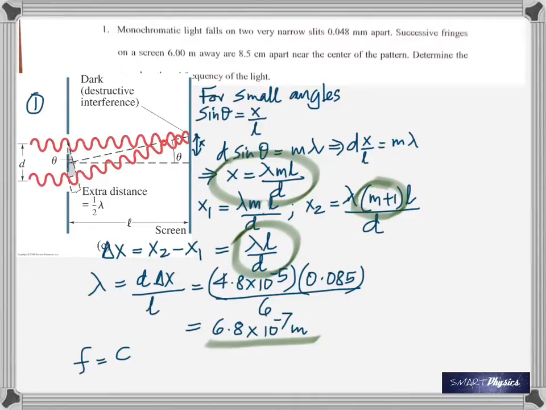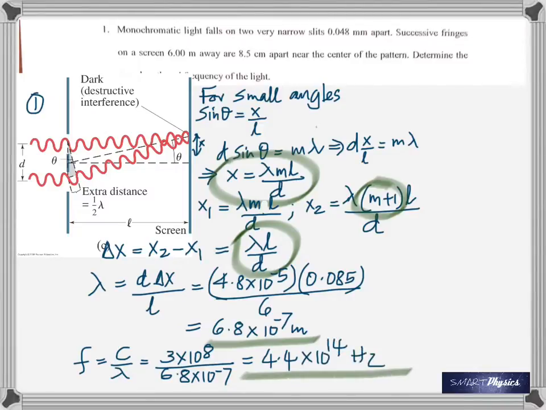That's the wavelength. To find the frequency, you know that frequency is the speed divided by the wavelength. Speed of electromagnetic waves is 3 times 10 to the 8. So when you divide that, you get 4.4 times 10 to the 14 hertz.